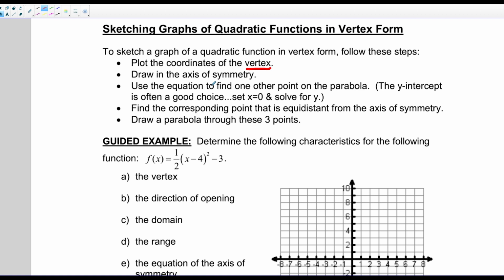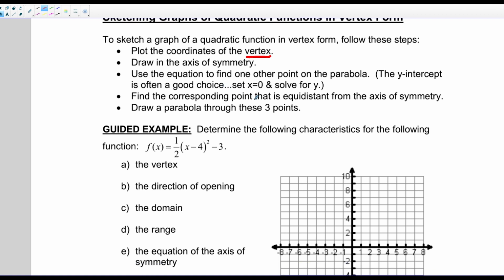We want to go ahead and use the equation to find one other point on the parabola. So typically we start with the y-intercept, and then we move on from there. And then we want to try to find corresponding points that go from one side to the other. And then we're going to go ahead and draw a parabola through those points that you found.